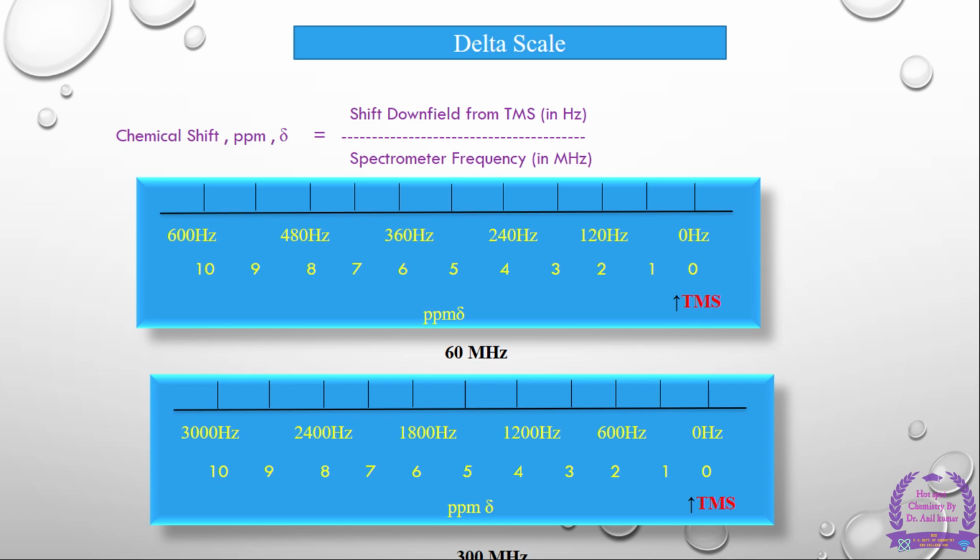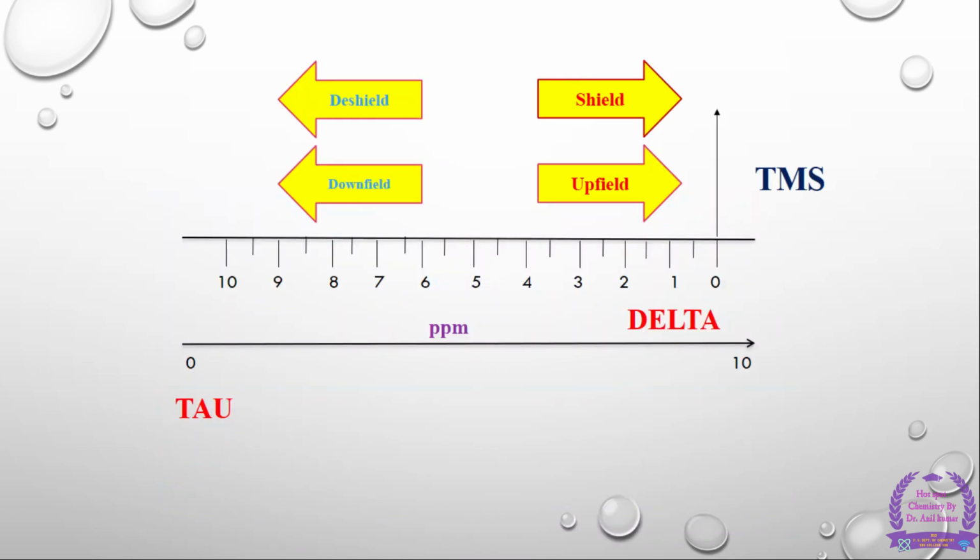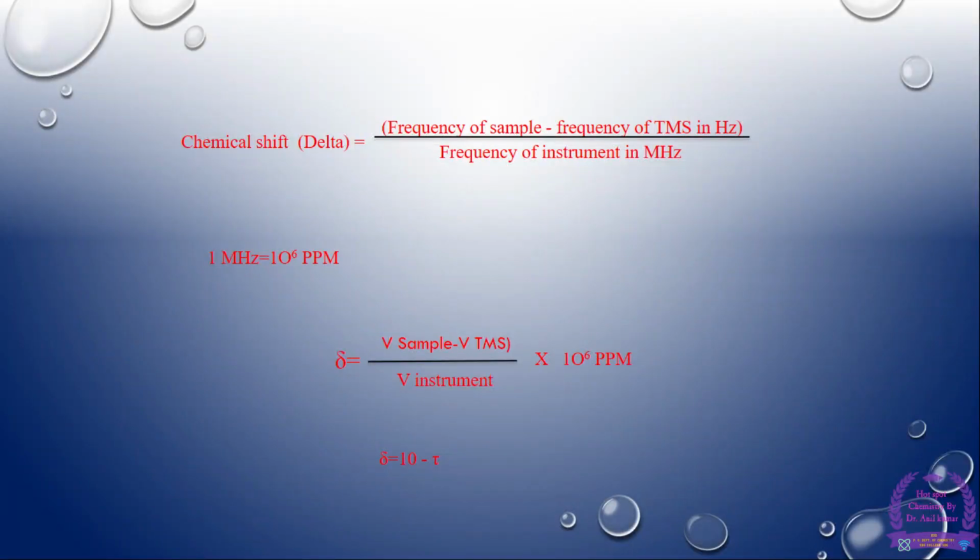Here in the upper side, this is from 0 Hertz to 600 Hertz, and the next is 0 Hertz to 3000 Hertz. And this is also the tau scale. Deshielded is downfield, shielded is upfield, and delta in ppm is 0 to 10, and then tau. Chemical shift delta is equal to the frequency of sample minus the frequency of TMS in Hertz, divided by the frequency of instrument in megahertz.